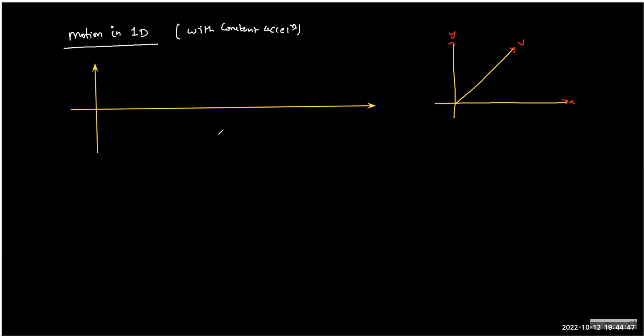Okay. So for one dimension we can choose any axis. For convenience, I am choosing the x-axis. Now don't think that the x-axis is the only one dimension. It could be any axis. So now imagine we have an object, let's say a vehicle, car, truck, trolley, whatever.